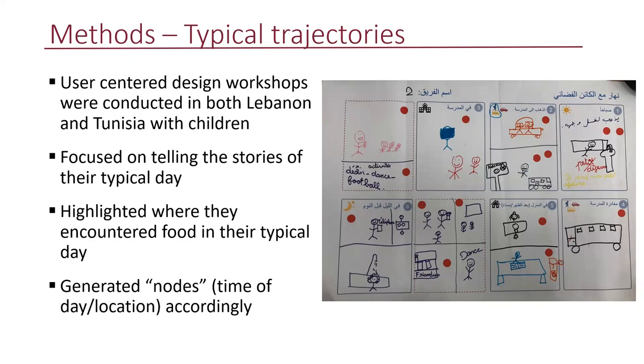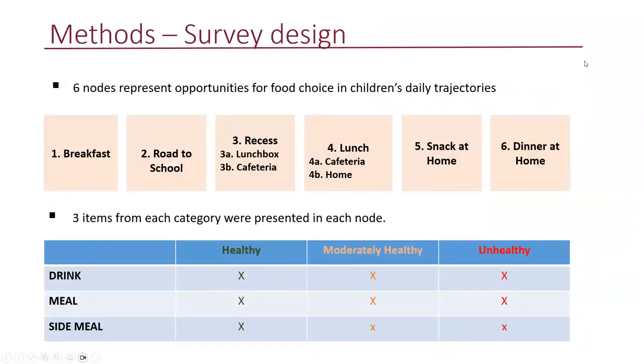You can see the drawings here where these school children were left to highlight where they encountered food in their typical day. And this informed the choice of nodes, which were identified as six main nodes, a combination of the time of the day and the location in which school children typically had their meals. So in terms of survey design, six nodes were identified and represented the opportunities for food choice in a school child's daily trajectory.